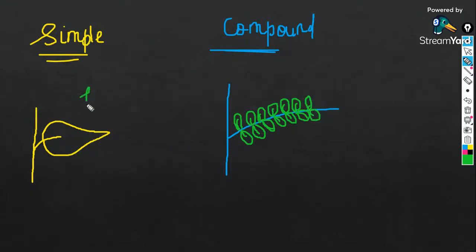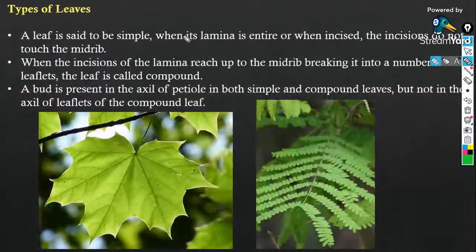Whereas in the peepal tree, in the mango tree and all, the leaves are exactly like what? Simple leaves. Yes, the amla tree also has compound leaves. So let's come back to the slides and discuss it.